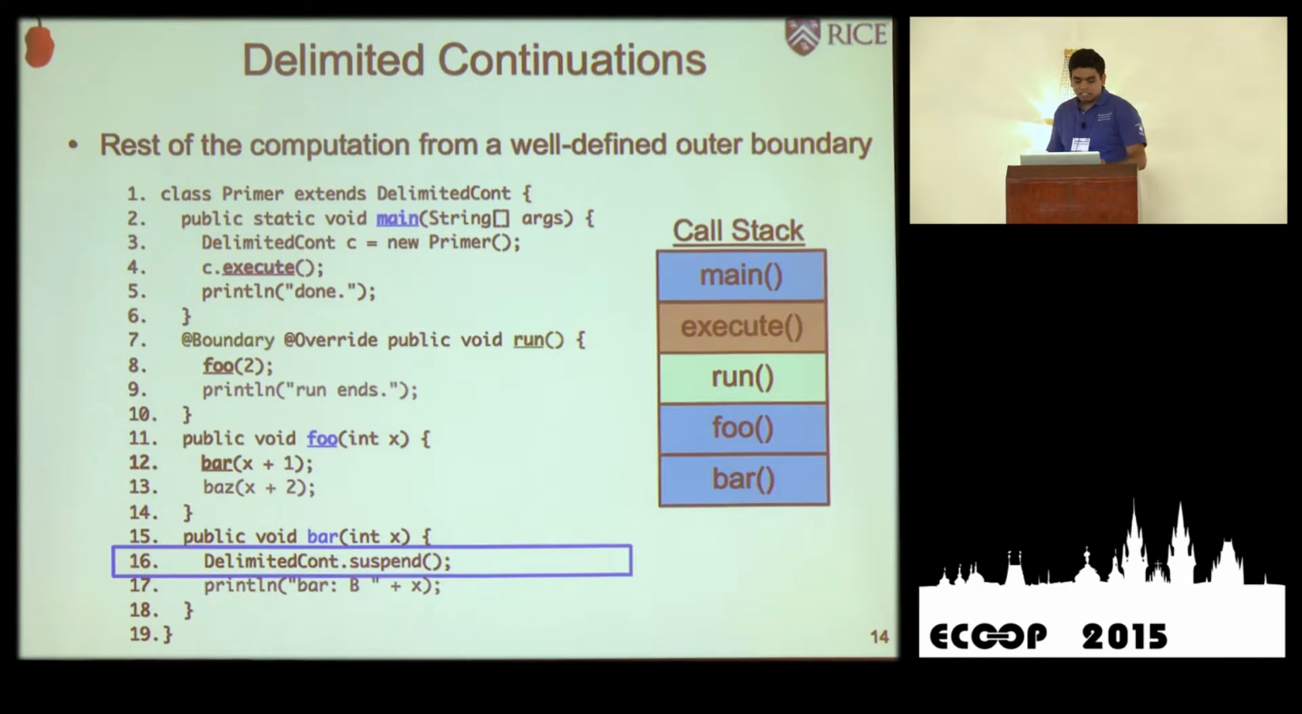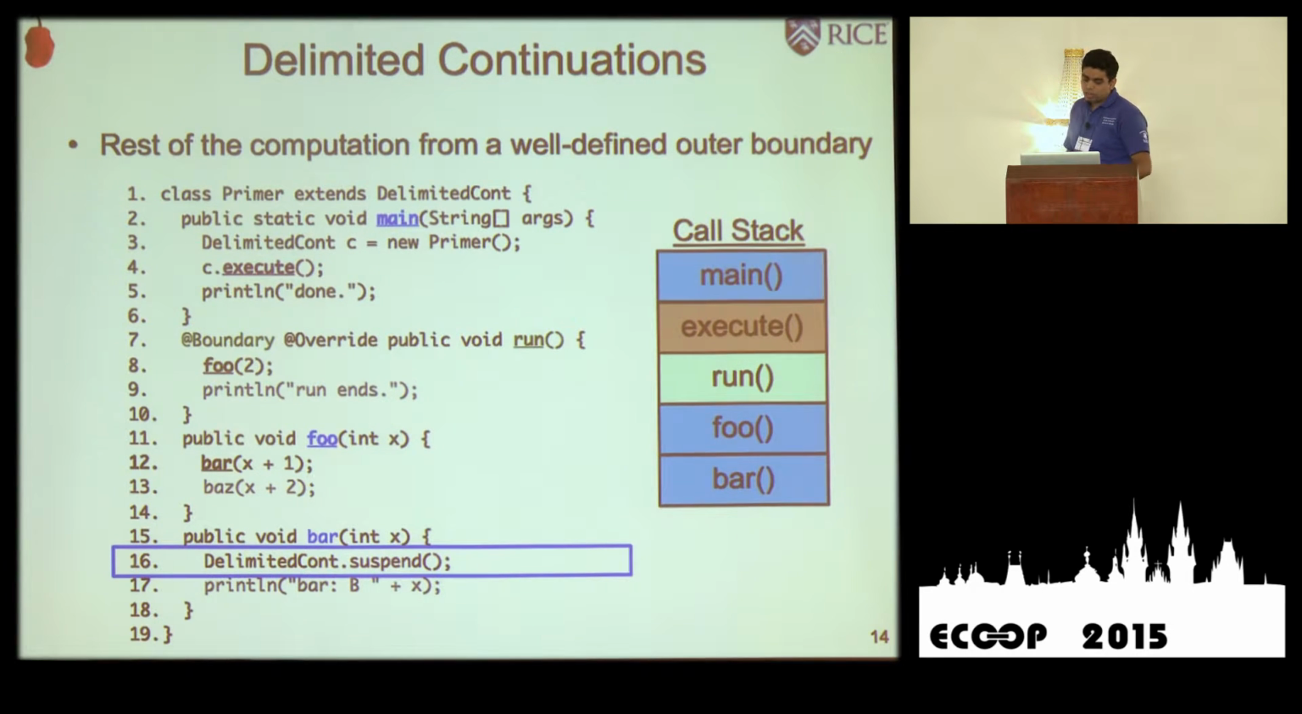So there is this code main, and it's going to call this execute method on an instance called delimited continuation. What happens with delimited continuations is you usually have a boundary method. In this case, the boundary method is called run. So when you call execute, execute is going to go and find the boundary method and invoke that. So execute invokes run. Then run has some code that's going to call foo and then do some printing. So it calls foo, and foo gets added into your call stack. Then foo goes ahead and calls bar. So bar gets added to your call stack, right? And this call stack also has all the locals that you care about.